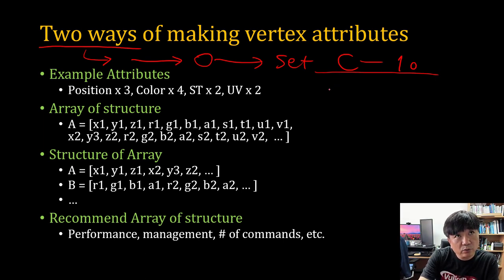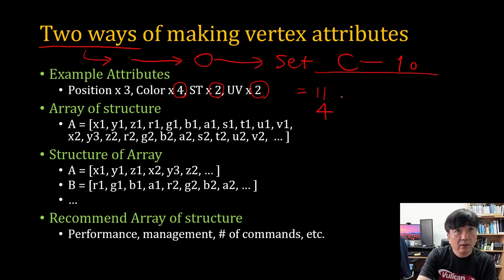we can categorize two ways of making vertex attributes. For example, we have three attributes: position coordinate x, y, z, the three components. And then we need color attribute 4, and then ST texture coordinate 2, UV coordinate 2. So totally the number of variables is 11, with 3, 1, 2, 3, 4 attributes.